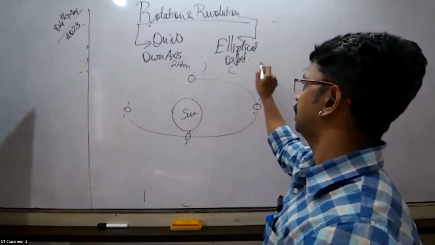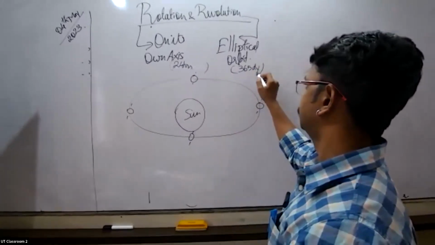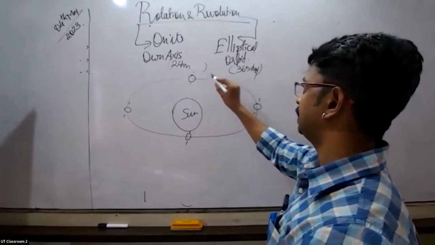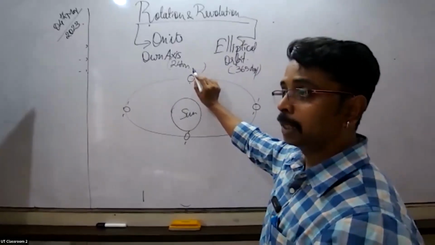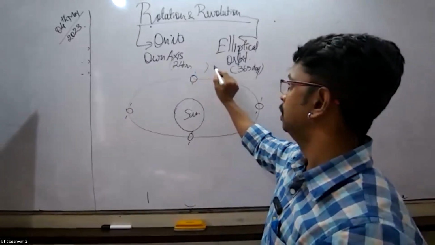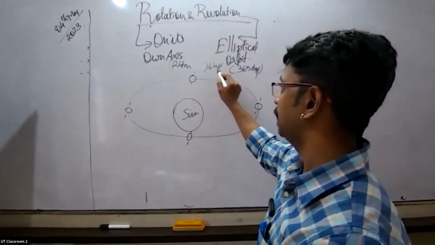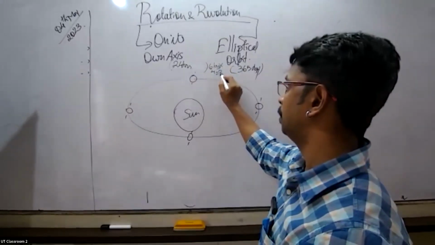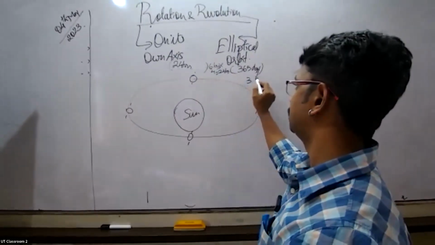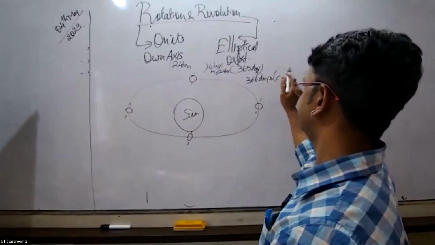Whereas in a normal year, the complete revolution will take how many days? 365 days. Now we say this 6 hours multiplied by 365: in 1 year, you will get 6 hours extra. Multiplied by how many years? 4 years. That is how much? 24 hours. So that will be 366 days. This is which year? Leap year.